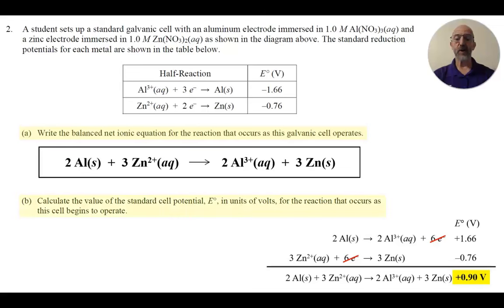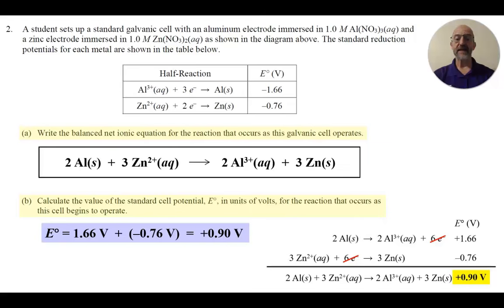And the value of the standard cell potential would be positive 1.66 volts plus negative 0.76 volts, which gives me an answer of 0.90 volts. And again, that is a positive value, which is what you want for a standard galvanic cell.